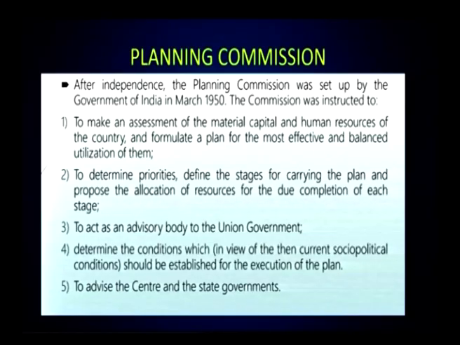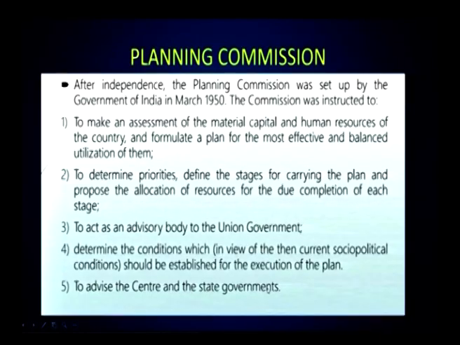After making an assessment, a formal plan has to be formulated for the effective and balanced utilization of the resources. Then next is to determine the priorities. After assessment, determining the priorities, define the stages for carrying out the plan and propose the allocation of resources for due completion of each stage. So first is assessment, second is determining the priorities. Third is to act as an advisory body to the union government, determine the conditions which should be established for the execution of the plan, and advise the center and state governments.